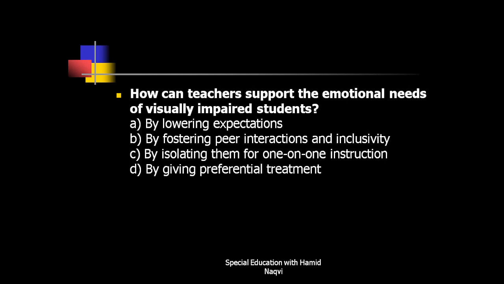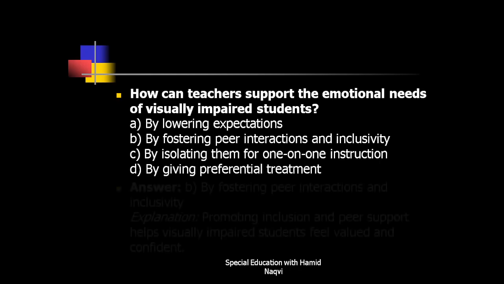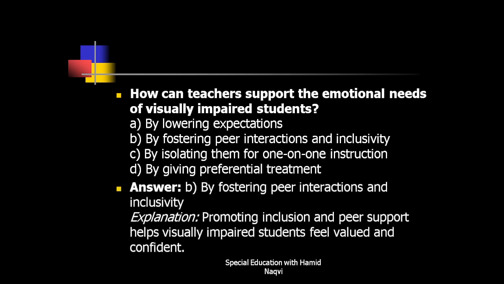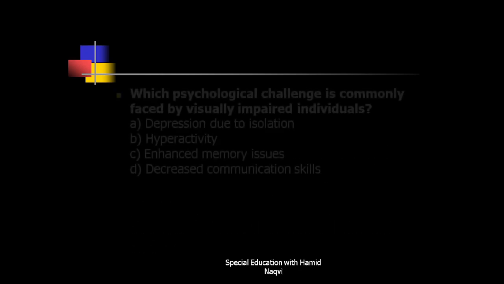How can teachers support the emotional needs of visually impaired students? By lowering expectation, by fostering peer interactions and inclusivity, by isolating them for one-on-one instruction, by giving professional treatment. The answer is by fostering peer interactions and inclusivity. Promoting inclusion and peer support helps visually impaired students feel valued and confident.